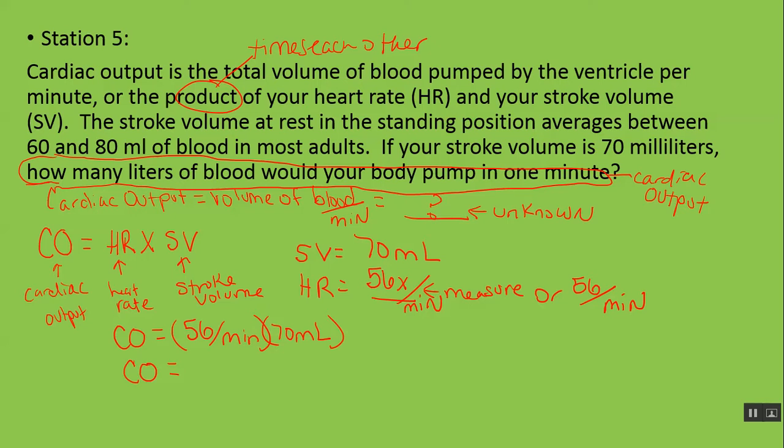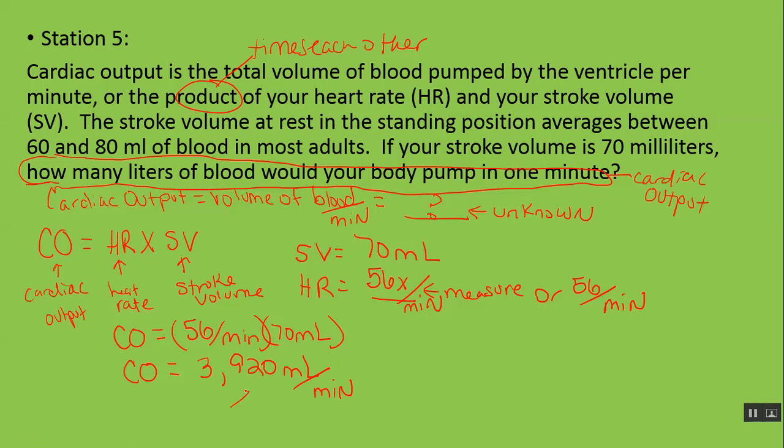So my heart rate was 56, my stroke volume was 70, and I got 3,920 milliliters per minute. All right. Now that's great. That gives me my cardiac output, and that's what the question asks. But the question actually asks for liters. So right now I've got my known.